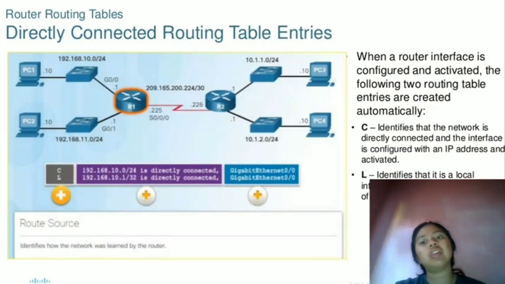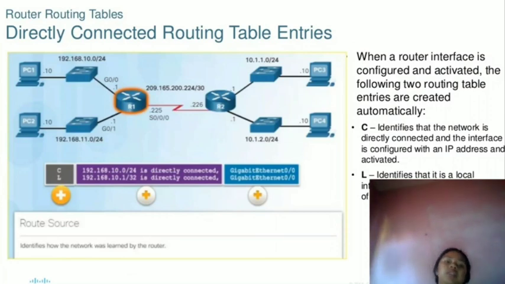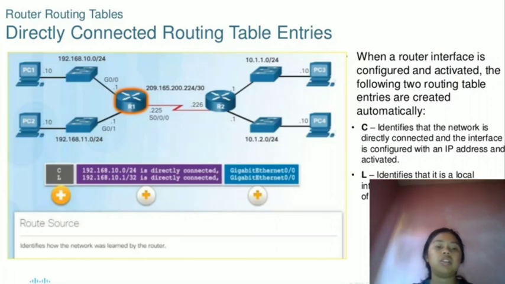Directly connected routing table entries. You have the C and the L. The C identifies that the network is directly connected and the interface is configured with an IP address and activated. L identifies that it is a local interface. This is the IPv4 address of the interface on the router.